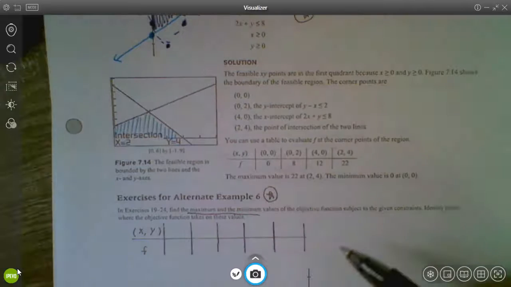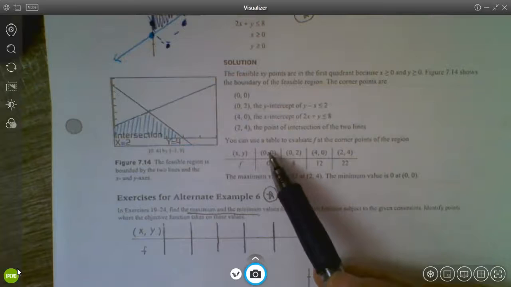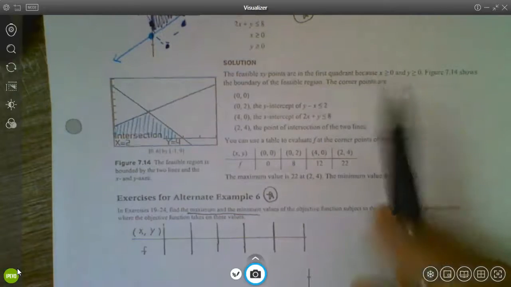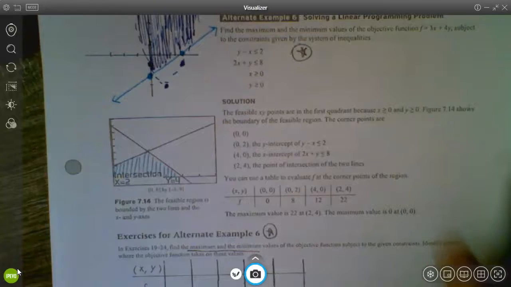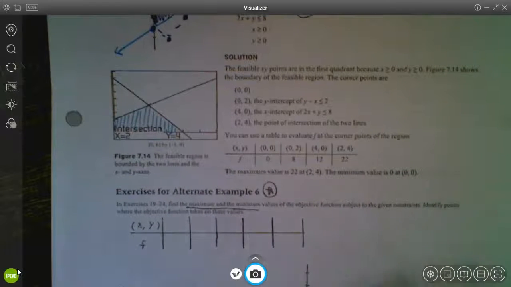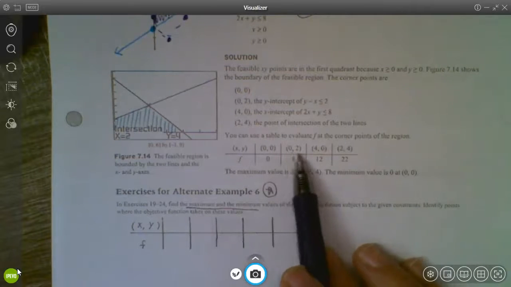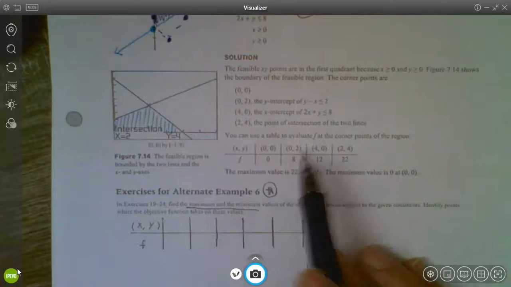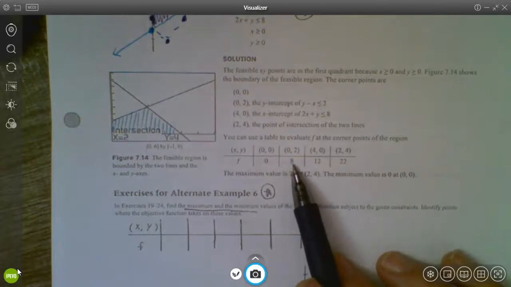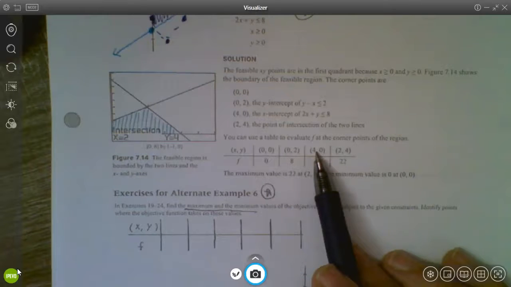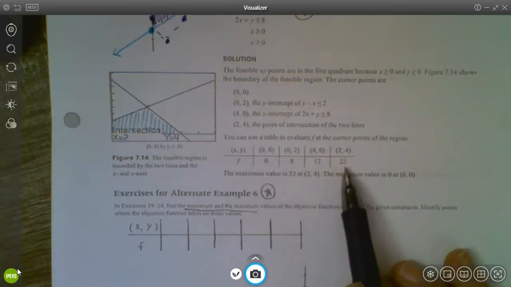So they said, well, let's test them. If I plug in 0, 0 for x and y into my original function up here, what would I get as my result? The result would be 0. If you plugged in 0 for x and 2 for y into that objective function up there, this is the result that comes out of it. Here's my next corner point, came out to be 12. My next corner point came out to be 22.